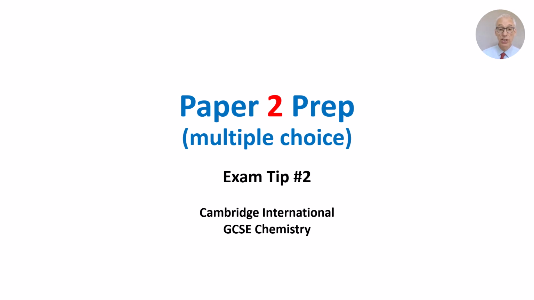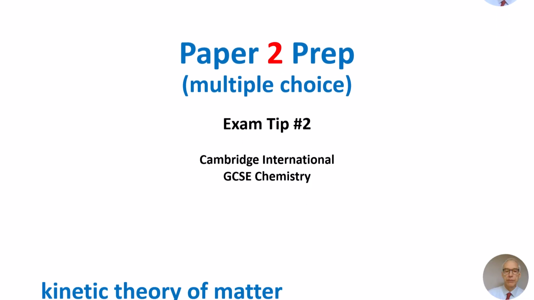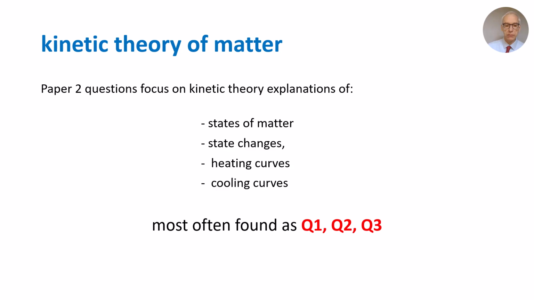Cambridge International GCSE Chemistry, Paper 2 Prep, Exam Tip 2. Paper 2 questions have a focus on kinetic theory, explanations of states of matter, state changes, interpretations of heating curves and cooling curves. They're most often found as questions 1, 2, or 3.